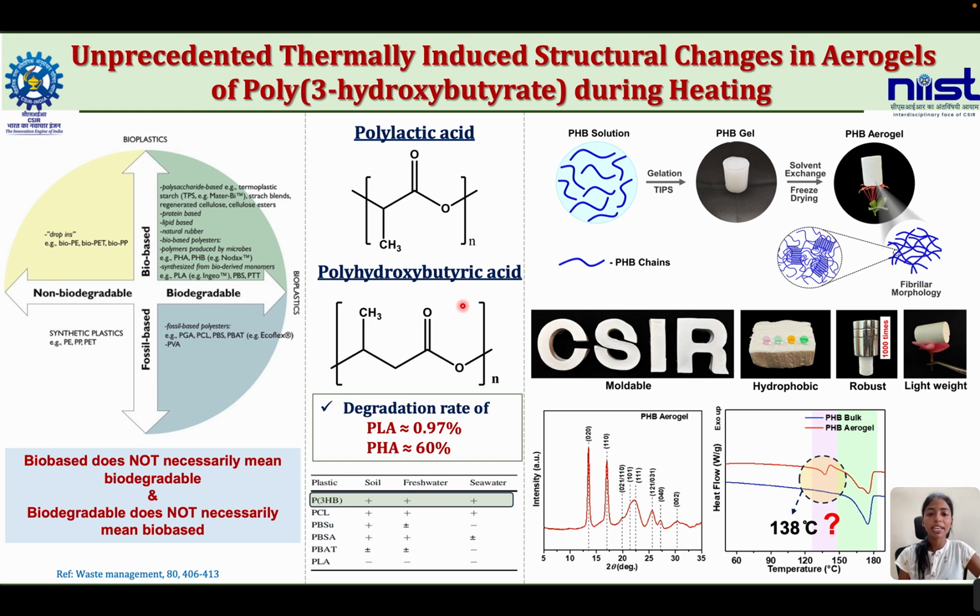Here I am preparing the aerosols of PHB by thermally induced phase separation method and freeze drying. And the WAXS analysis of the prepared aerosol shows that this corresponds to the alpha form of PHB. When we perform the DSC analysis of the sample, other than the double melting peak, an endotherm followed by an exotherm is present in the system.